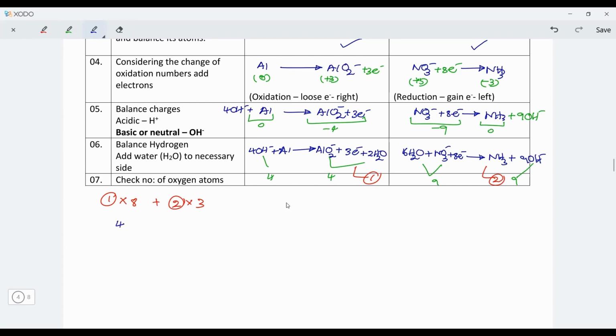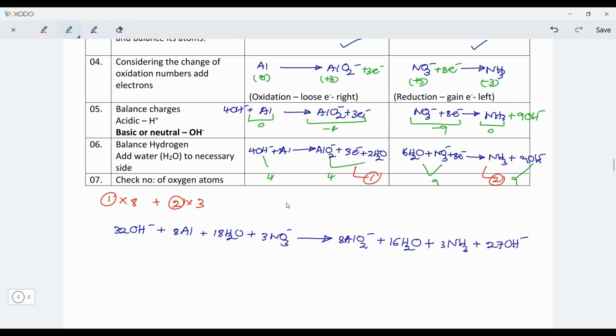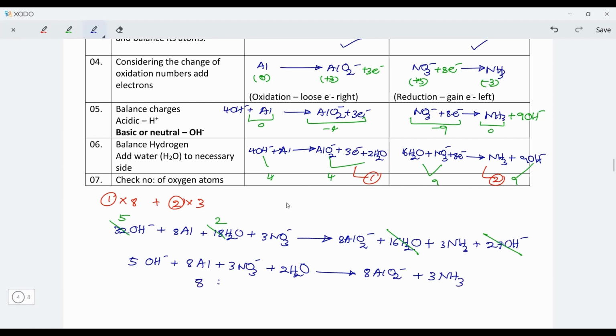It's great. Now you can cut this OH minus and water. Water and OH minus are remaining at the same side. Now earlier balancing, most of the balancing, you are getting them to different sides, right? And here it is to the same side. So then your ratio is 8:3 ratio. That means to react with 8 aluminium, you need 3 NO3 minus.